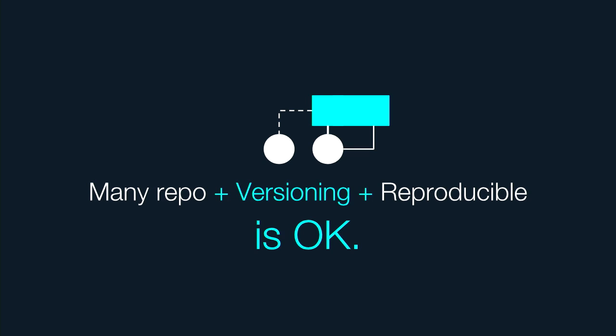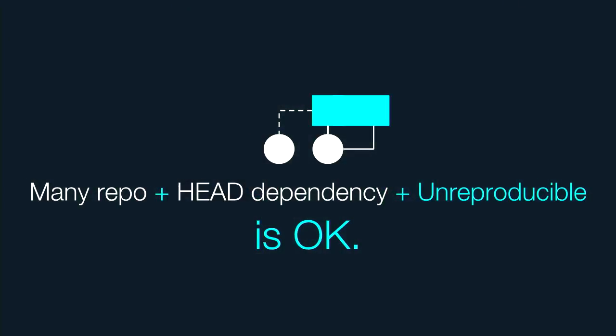OK. So if you use versioning and many-repo and reproducible, we're also good. Because you can take a specific repo, take that commit, and inside of it, everything is versioned. So it's still reproducible, right? The dependencies are just versioned. If you want to say, you know what? Let's relax the reproducibility. Let's say many-repo, head dependency and unreproducible also works. You just resolve every build, you resolve the latest version, and you get head dependency.